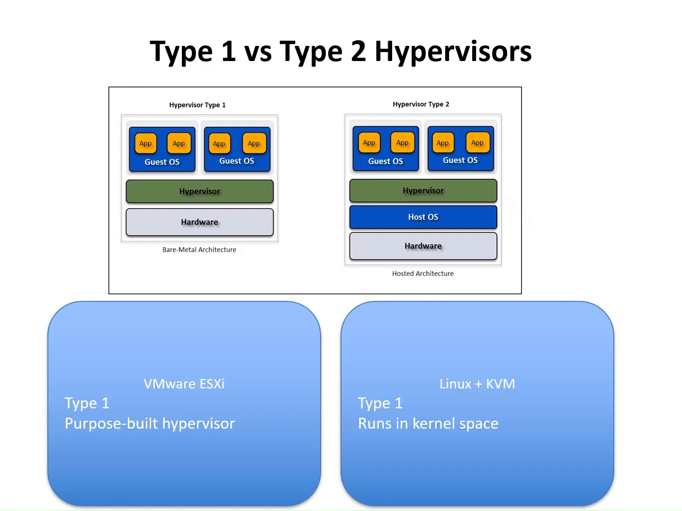Let's start by killing one of the biggest myths right away. ESXi is correctly called a Type 1 hypervisor. KVM is often incorrectly called Type 2. Here's the reality. Both ESXi and KVM are Type 1 hypervisors. KVM runs in kernel space, directly on bare metal. The fact that Linux is a general-purpose operating system does not make KVM Type 2. In both cases, the hypervisor logic runs directly on hardware.